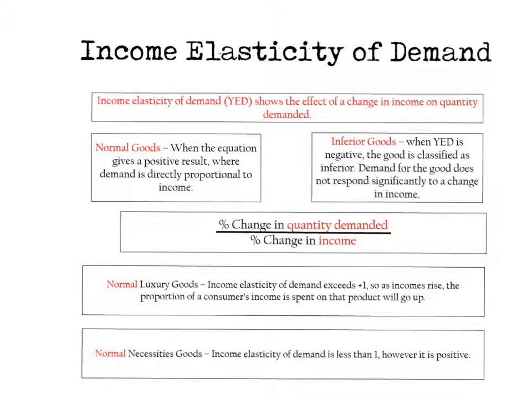Now, normal goods can be broken down into normal necessity goods or normal luxury goods. And what you tend to find is, if your income goes up, then your responsiveness to demanding these types of goods would also go up.